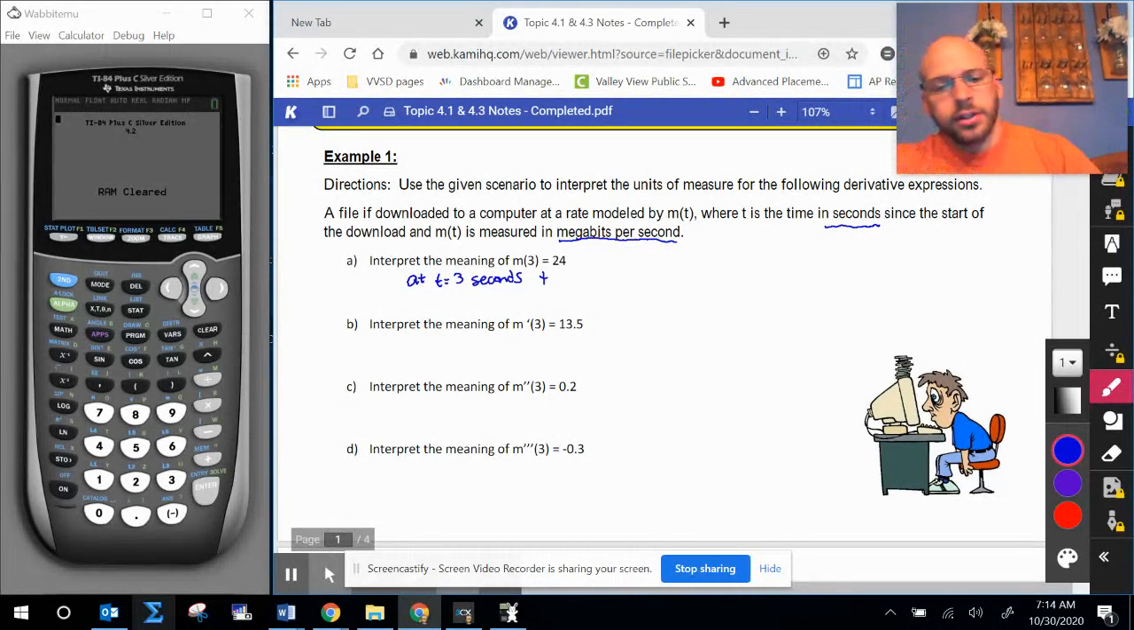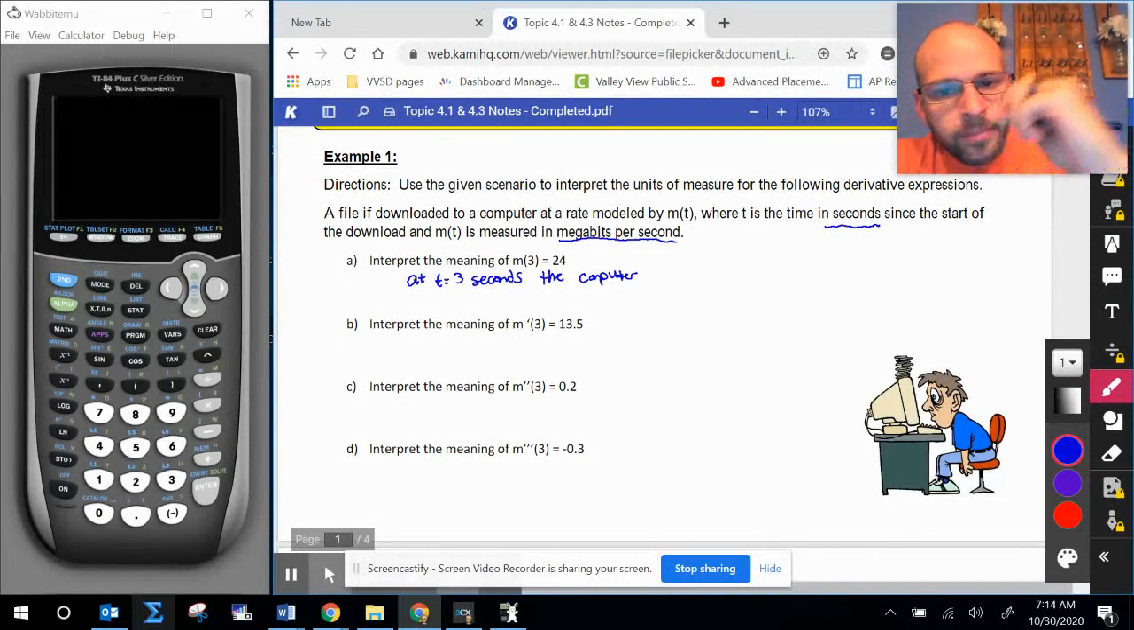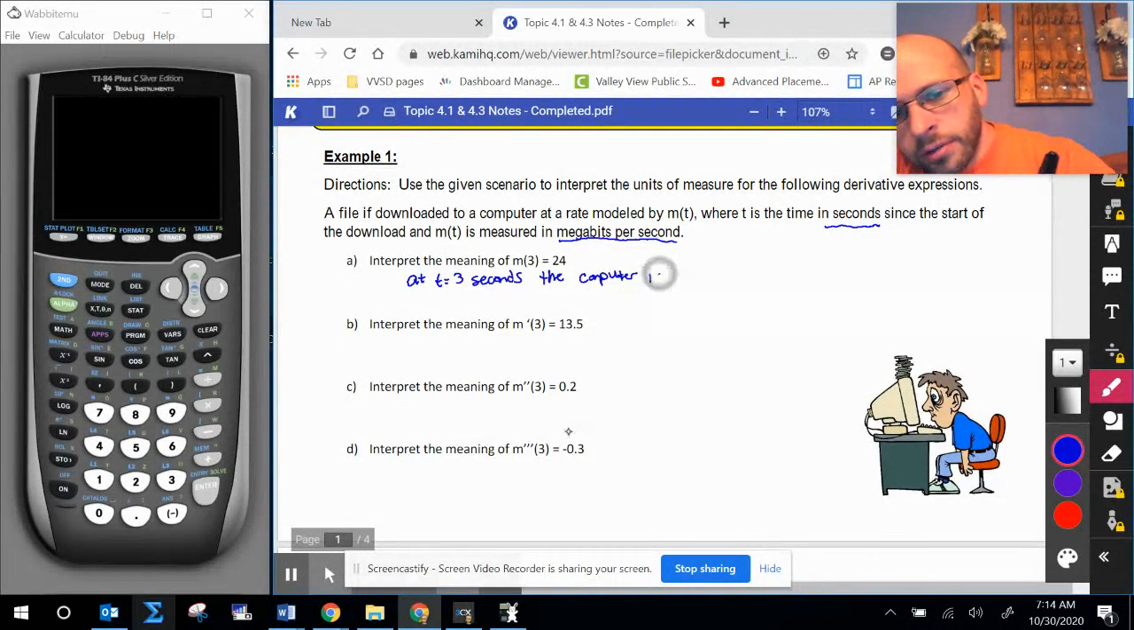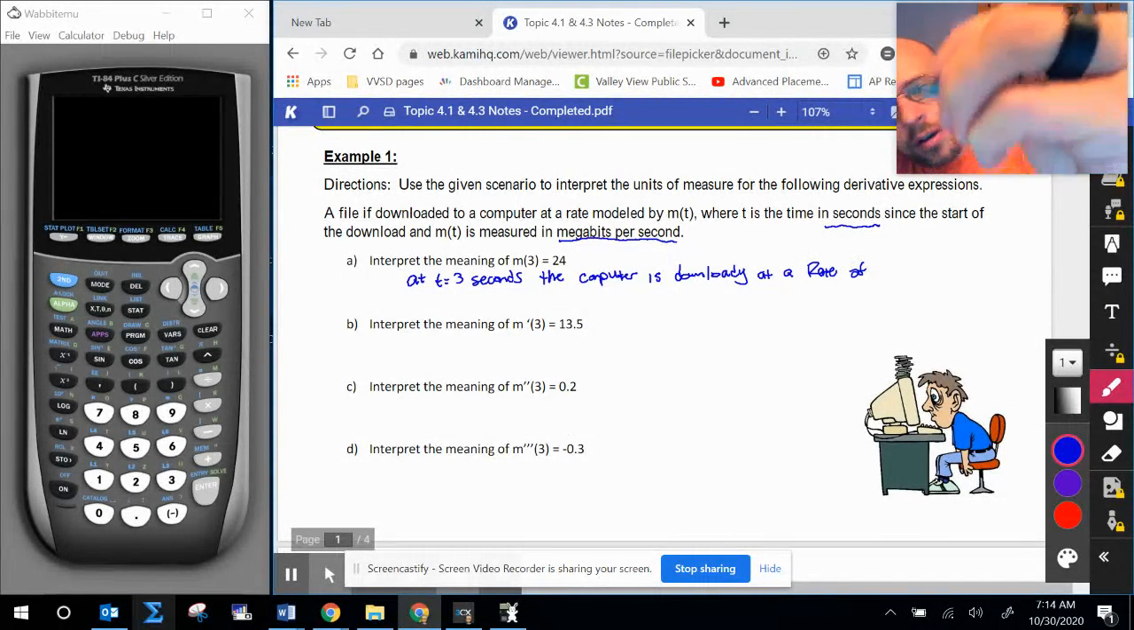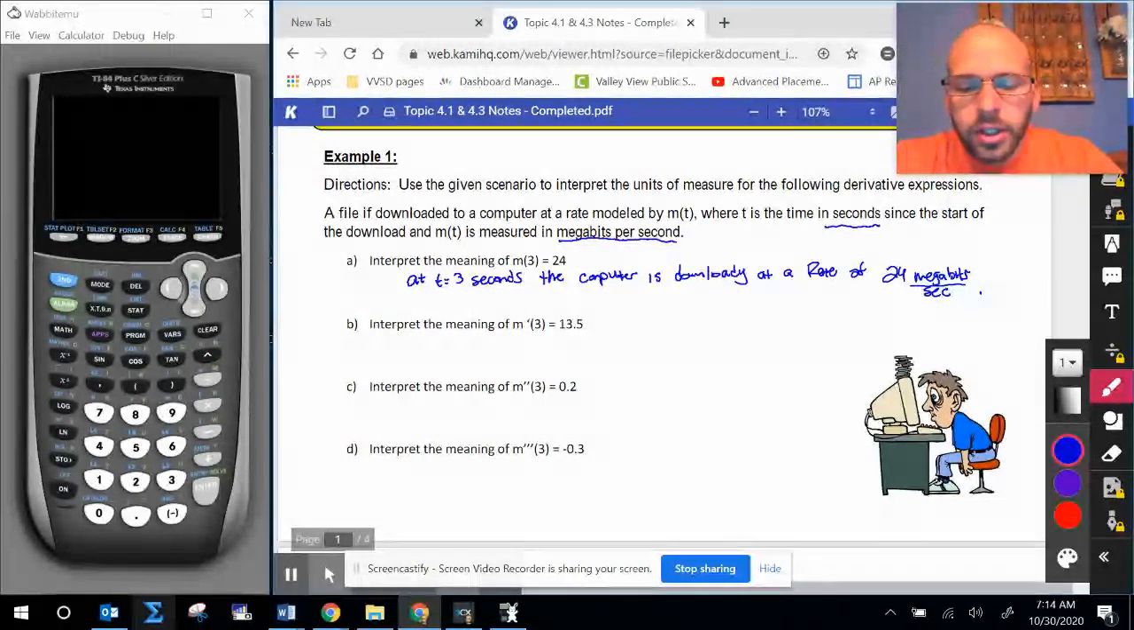the computer is downloading at a rate of 24 megabits per second. So again, we have to use the units in the question.